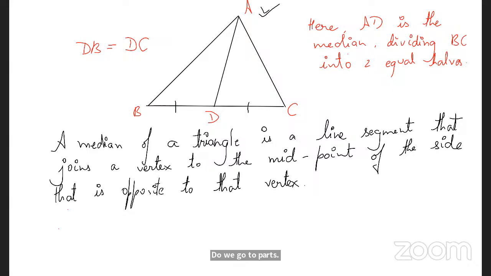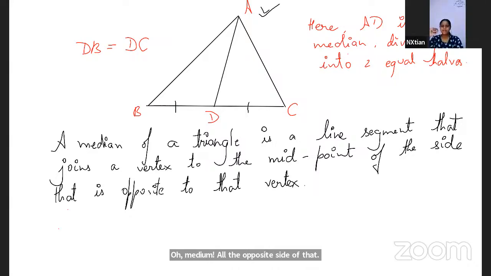And there are three medians in a triangle. Can anyone tell me why? Ma'am, because there are three vertices. Very good. Yes, because there are three vertices. So from each vertex, I can draw a median on the opposite side of that vertex. I'll draw and I'll show you.